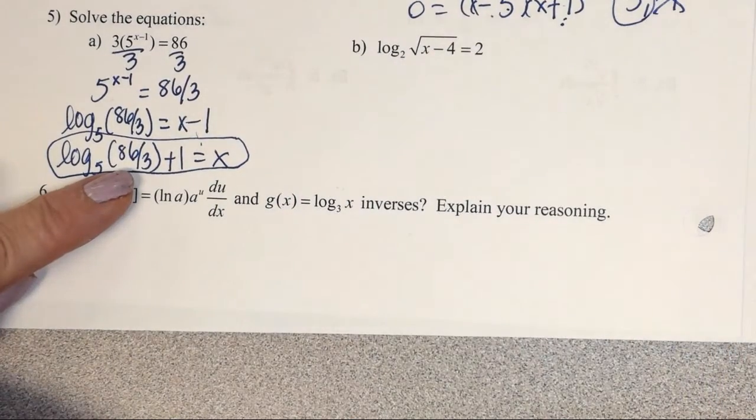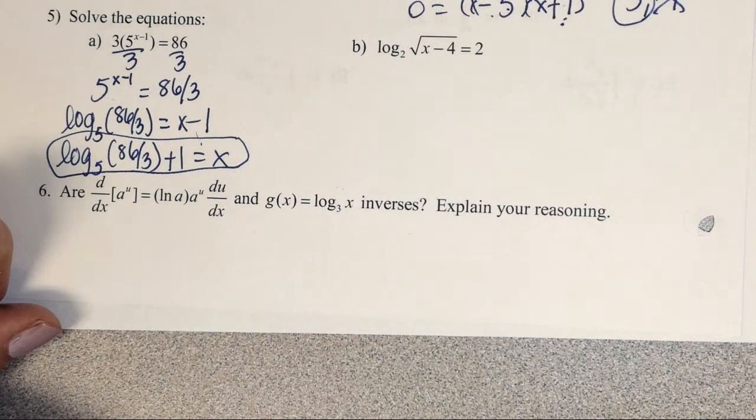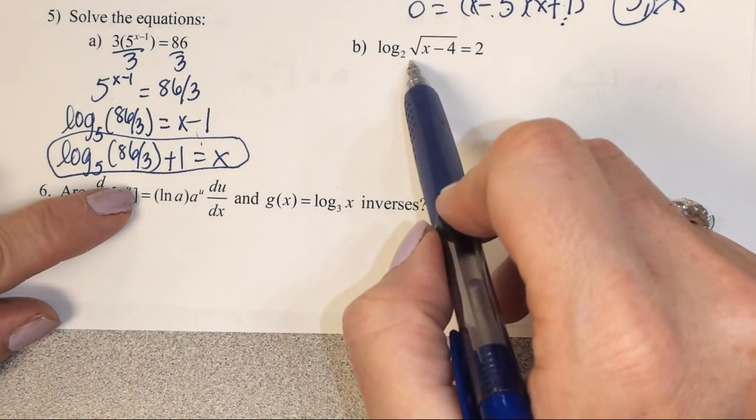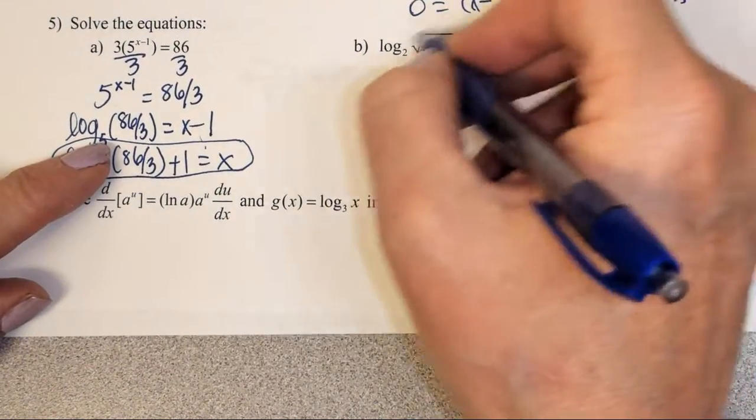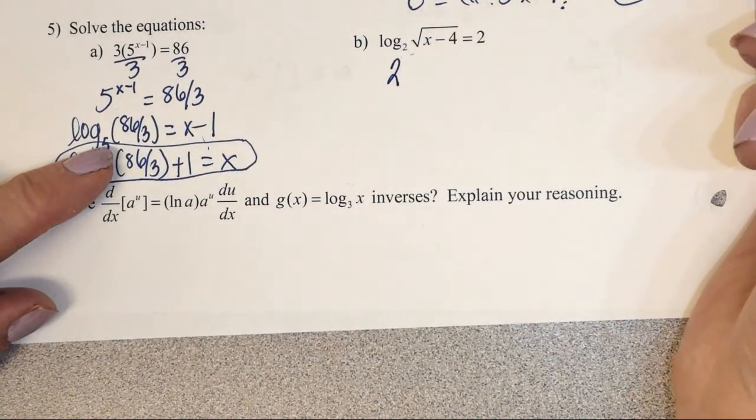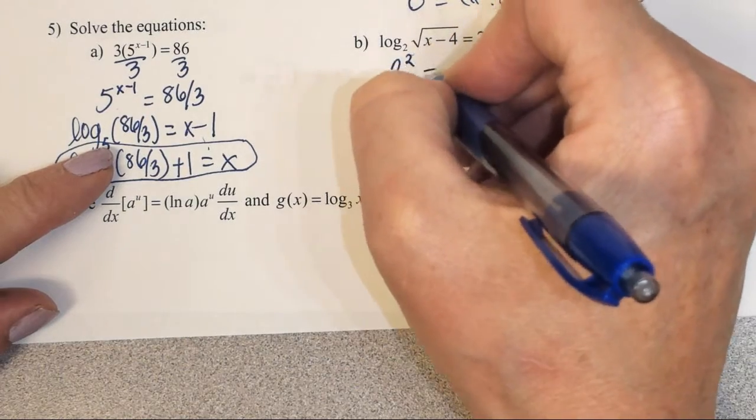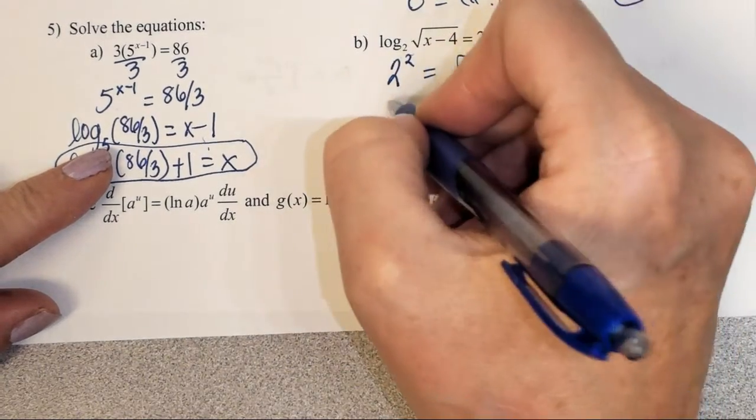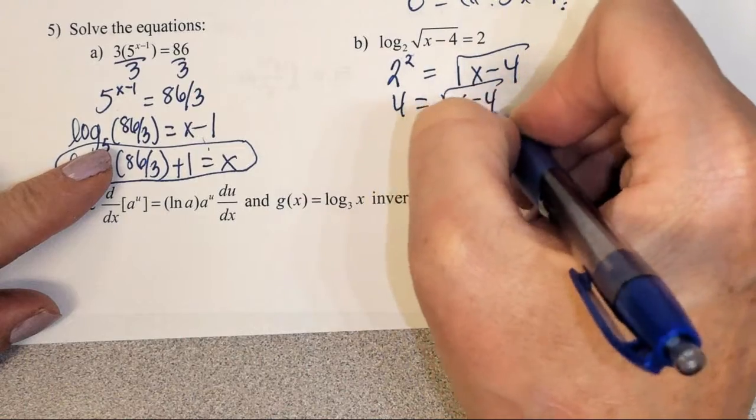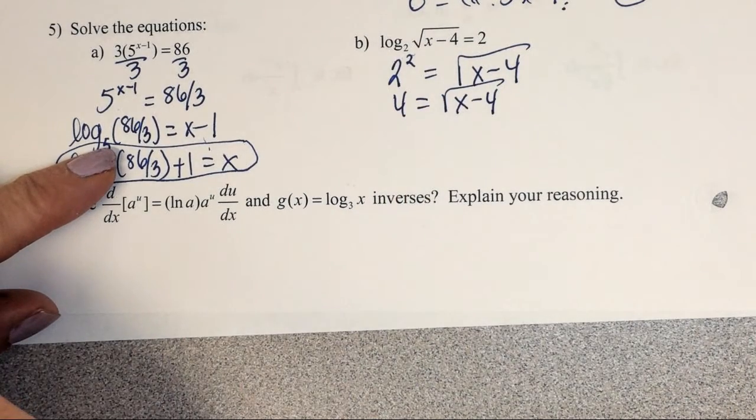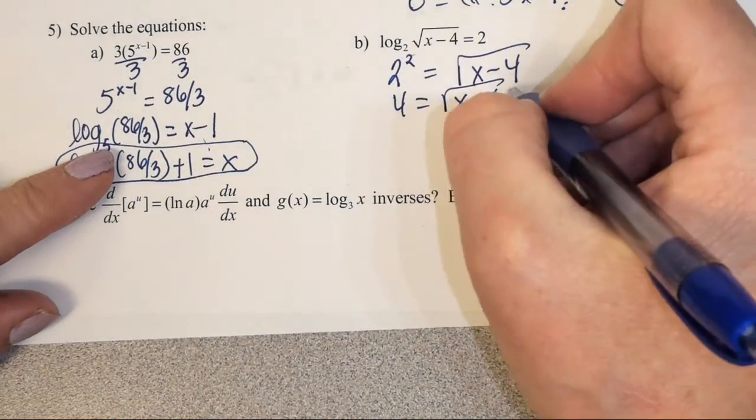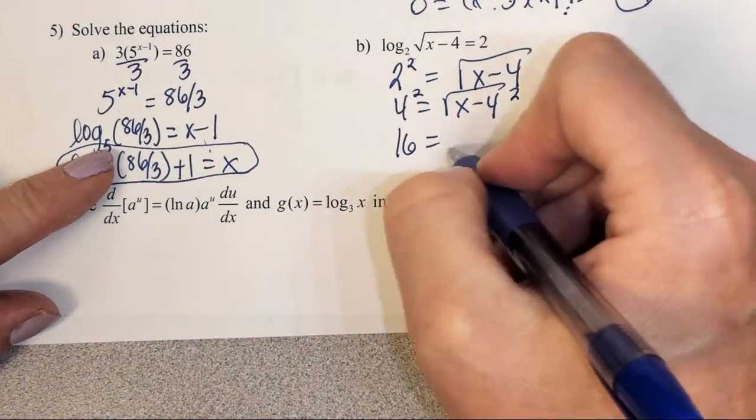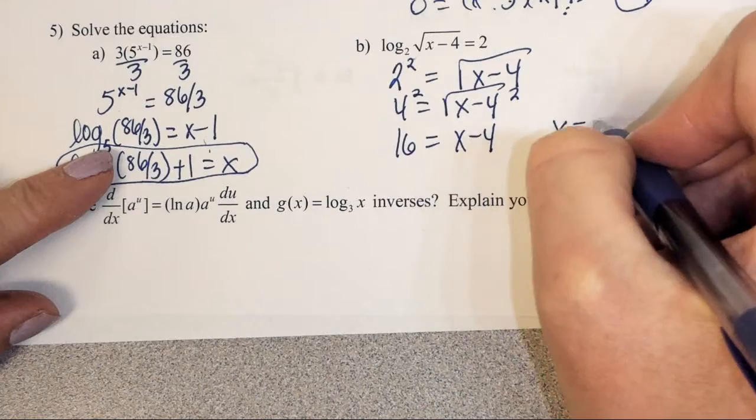What about on a problem like this? Trying to figure out what x is. What can we do? I know. What's our base? 2. So we're just going to swirl it around. So what's it going to be? 2 to the second equals radical x minus 4. So I get 4 equals radical x minus 4. What would I do to both sides now? Square both sides. So 16 equals x minus 4, and so x equals 20.